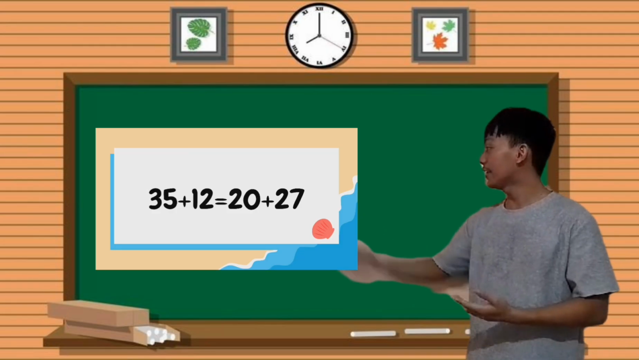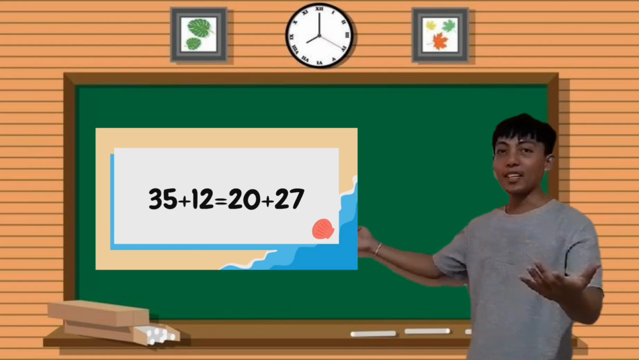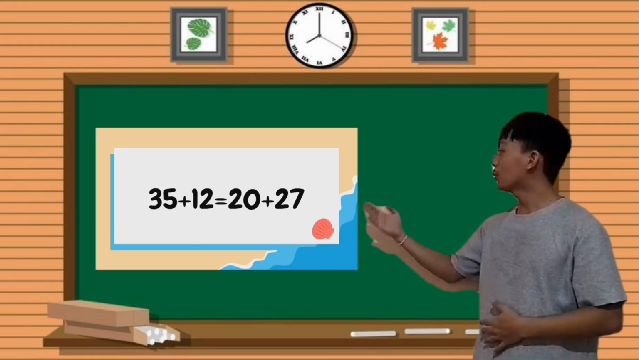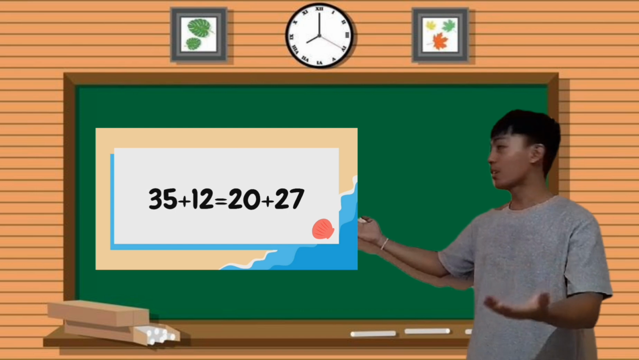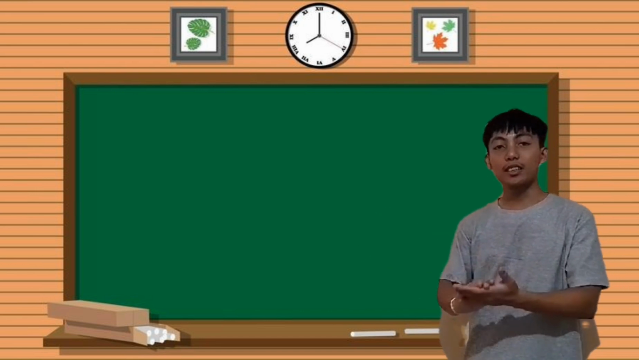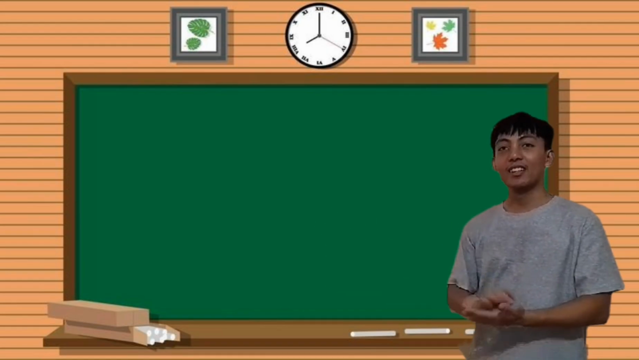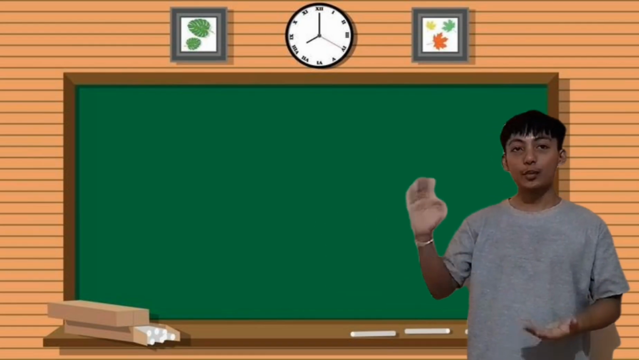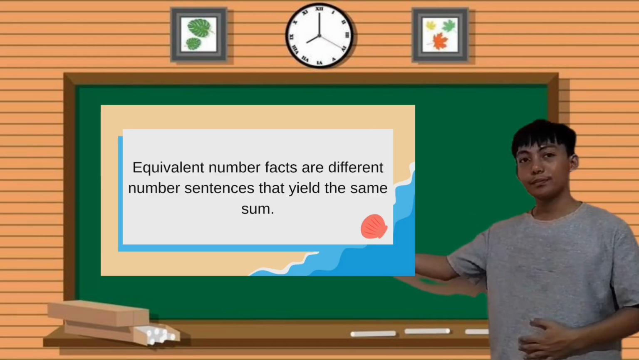If we add 35 plus 12, it is equal to 47, correct? And how about 20 plus 27? Correct. That is also 47. So, that is how equivalent number facts work. Okay, can you read the definition of equivalent number facts?